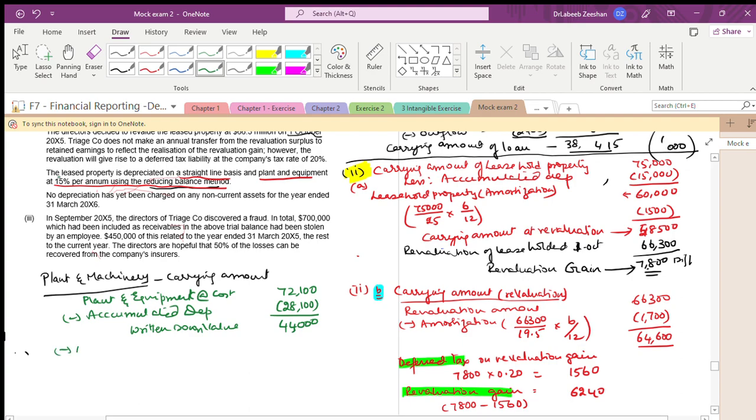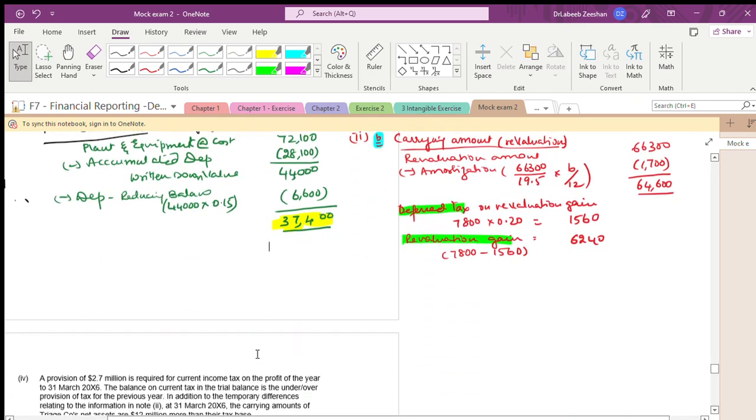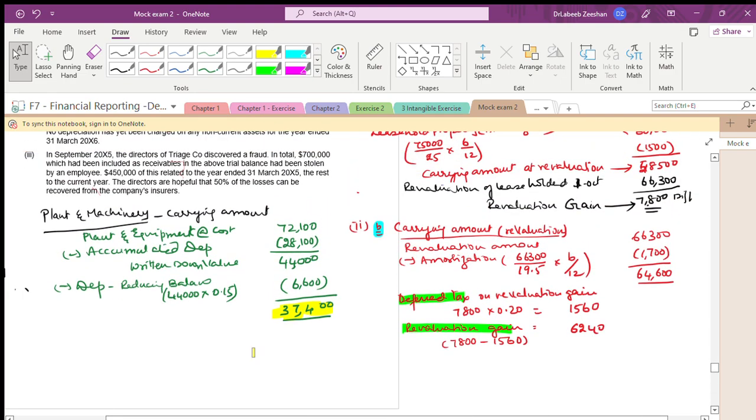Now depreciation is based on the reducing balance method. 44,000 times 0.15 gives 6,600. So 44,000 minus 6,600 is 37,400. Okay, 37,400.